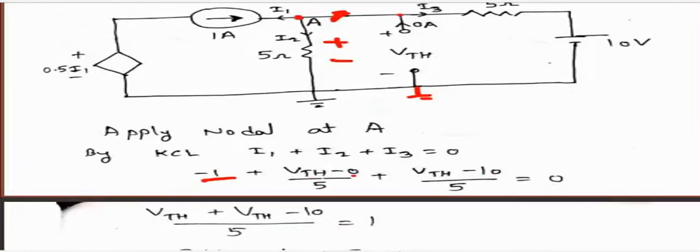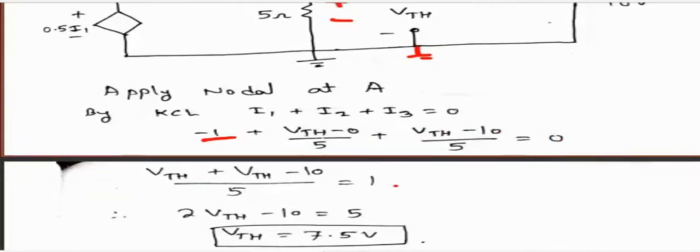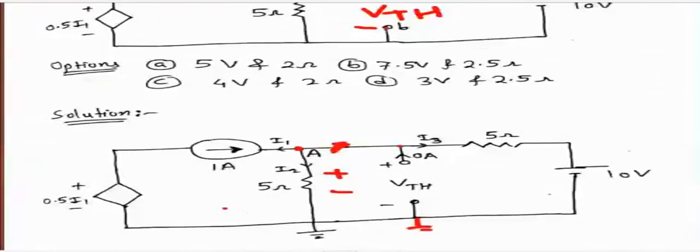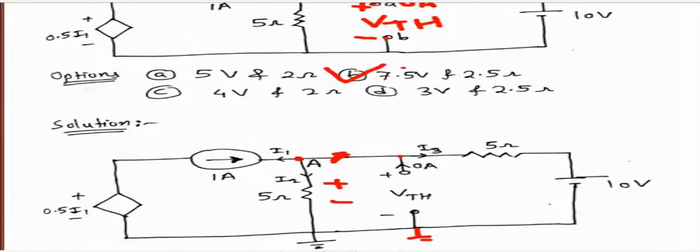Denominator is common. So VTH upon 5 plus VTH minus 10 upon 5 equals 1. So VTH plus VTH minus 10 divided by 5 equals 1. That means 2 VTH minus 10 equals 5. That means VTH equals 7.5 volt. So here only my question is solved. I come to know that the answer is B. But still I will find out RTH also.